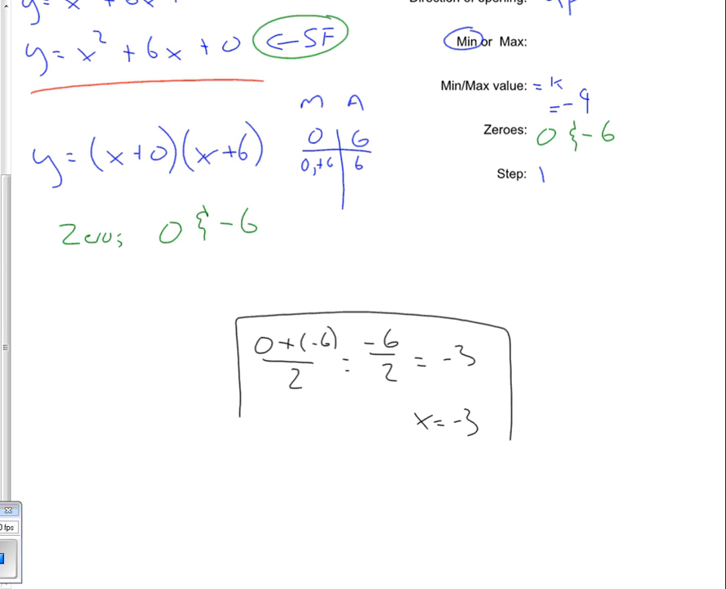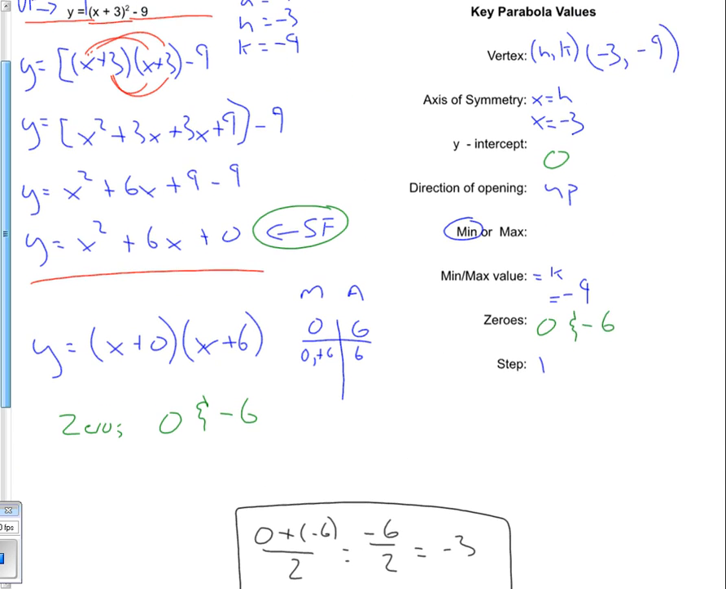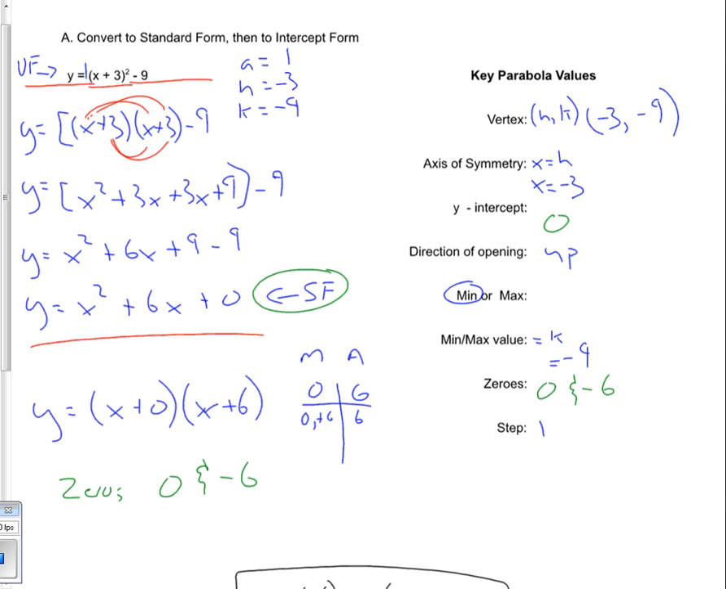In fact, we've already determined that because it gives us that value up here in the vertex. So we've now figured out all the necessary components for converting this particular equation and getting all the information we can out of it from the three forms of the parabola.